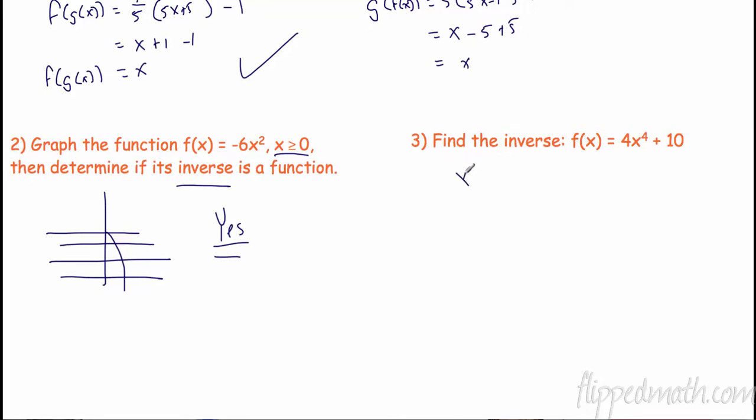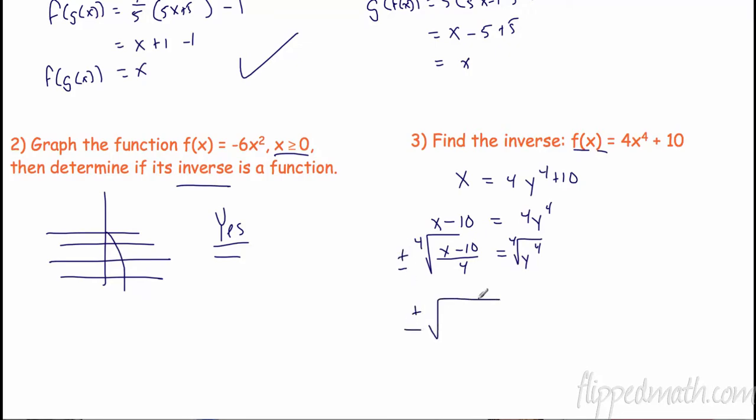So here we go. Plug in, switch: y becomes x, and x becomes y. Subtract 10 from both sides, so I have x minus 10 equals 4y to the 4th. The opposite of multiplying by 4, I'm going to divide by 4, so I have x minus 10 over 4 equals y to the 4th. The opposite of taking something to the 4th power is taking the 4th root. And when I take a 4th root, an even root, I have to do plus or minus. So the inverse is plus or minus the 4th root of x minus 10 over 4. Do you need the plus or minus? You sure do.